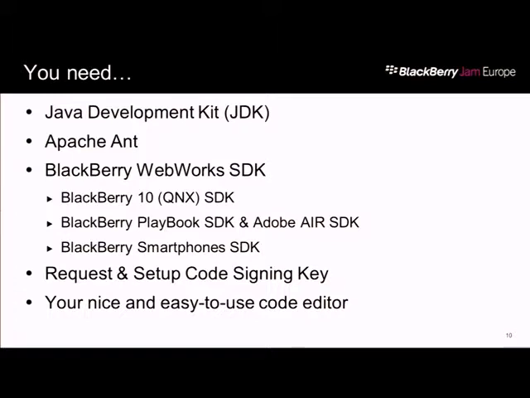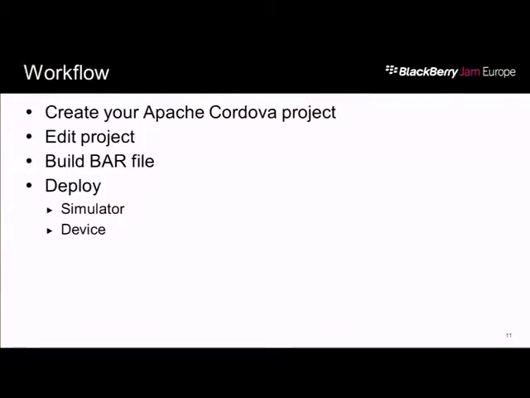Right, so you require Java Development Kit 1.6 as a nice base to install. You need Apache Ant because, yeah, Ant is awesome. Of course, you also need to download our WebWorks SDK from developer.blackberry.com/html5. You have to request signing keys, and of course, you need a nice code editor, which I am currently using Sublime. Very good code editor.